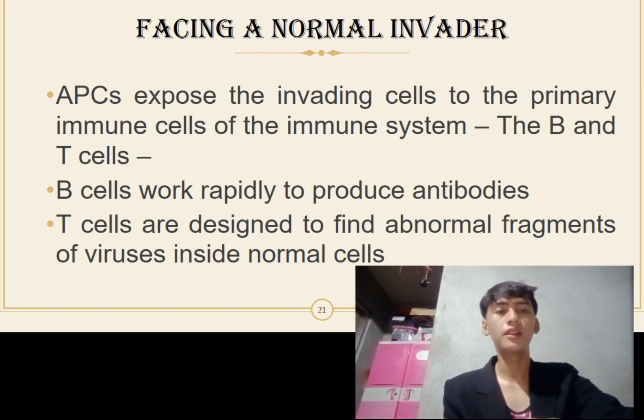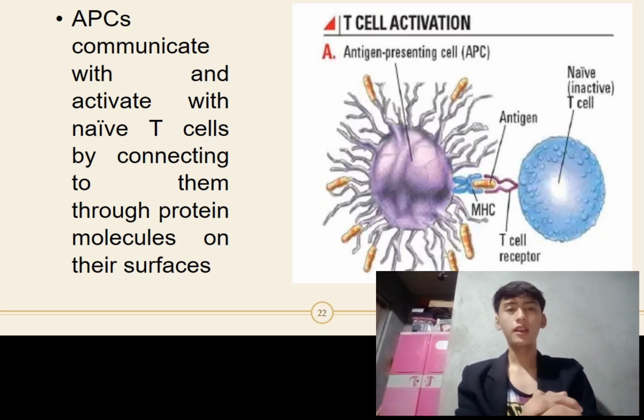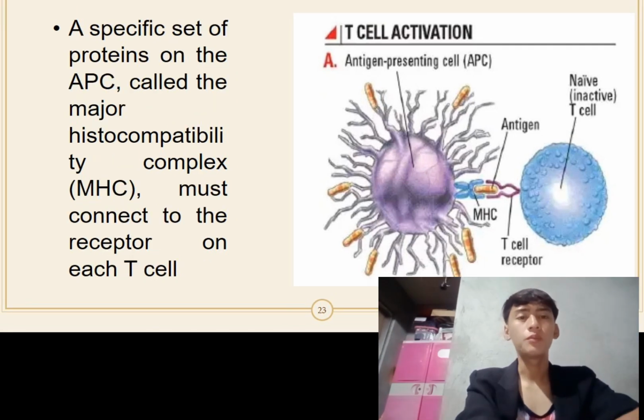APCs communicate with and activate naive T cells by connecting to them through protein molecules on their surfaces. A specific set of proteins on the APC, called the major histocompatibility complex (MHC), must connect to the receptor on each T cell.